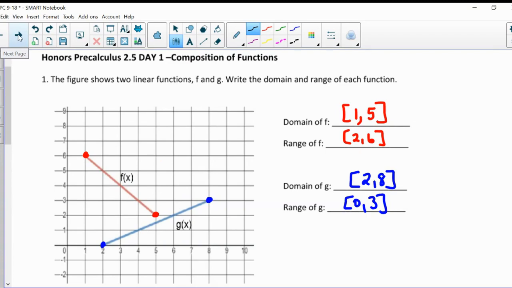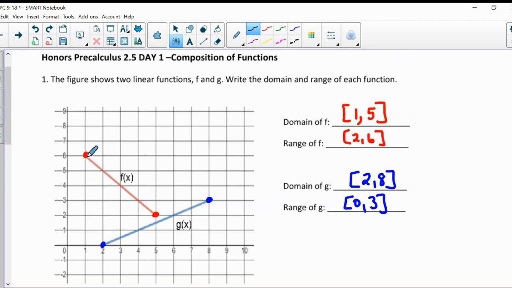This video is on composition of functions and what the domains and ranges look like of compositions of functions. So this figure shows two linear functions, f and g, and I've already put the domain and range of these on the screen. And so what we can see is the domain of f are all the x values, and the range of f are all the y values that we get in this particular thing.